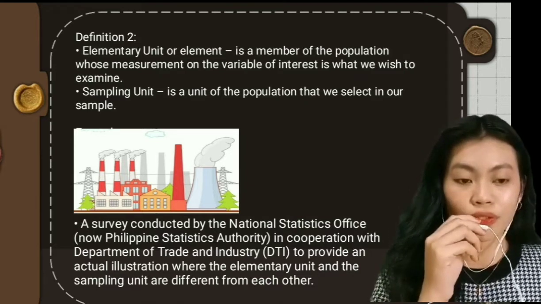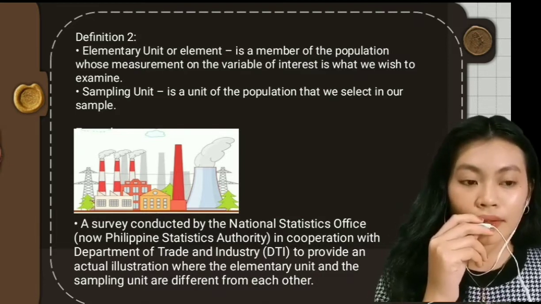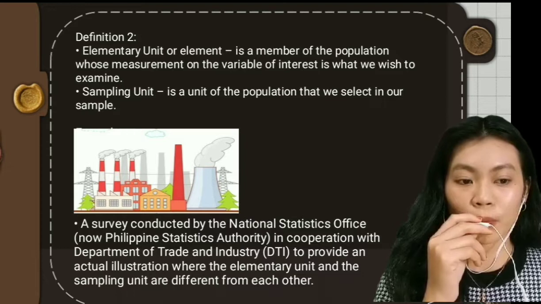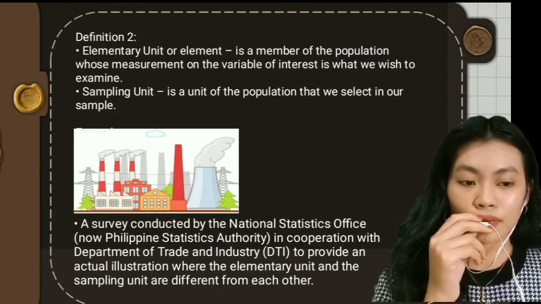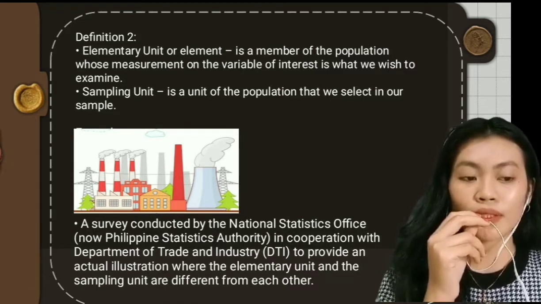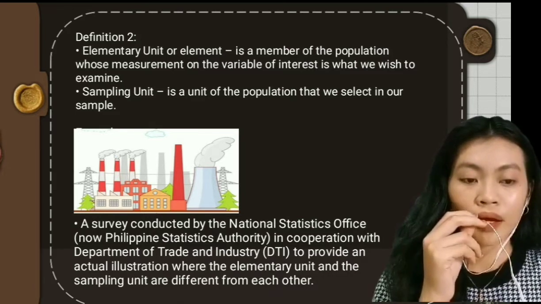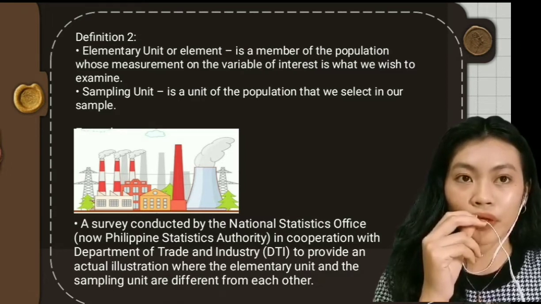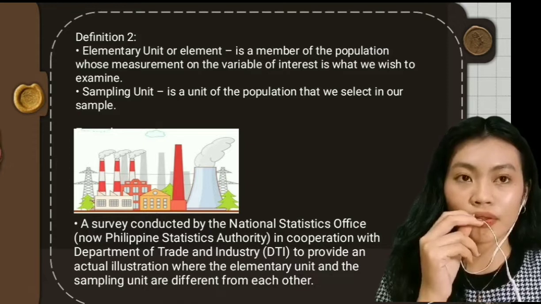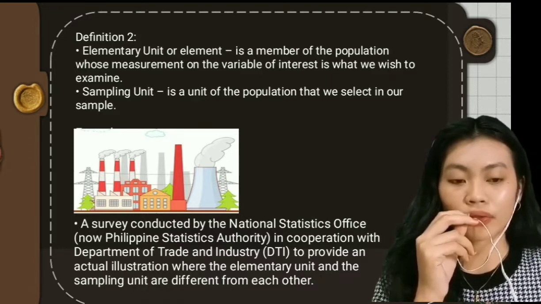For the definition 2, which is elementary unit or element and sampling unit. Elementary unit or element is a member of the population whose measurement on the variable of interest is what we wish to examine. And sampling unit is a unit of the population that we select in our sample. So example, in Figure 4, industries, a survey conducted by the National Statistics Office, now Philippine Statistics Authority, in cooperation with the Department of Trade and Industry, provides an actual illustration where the elementary unit and the sampling unit are different from each other.